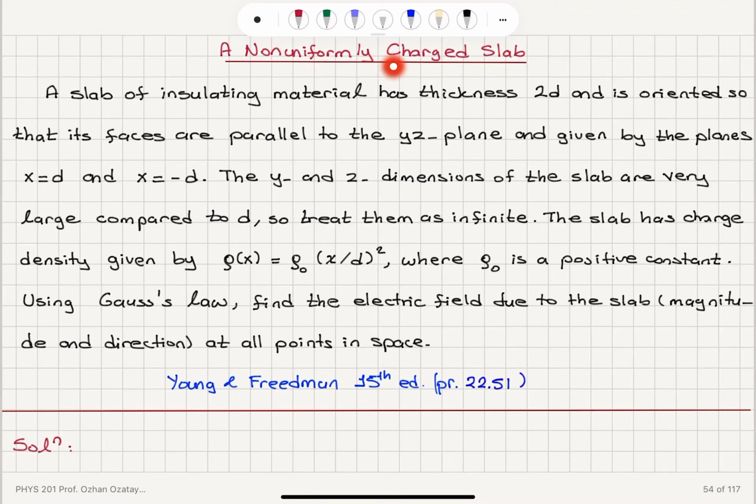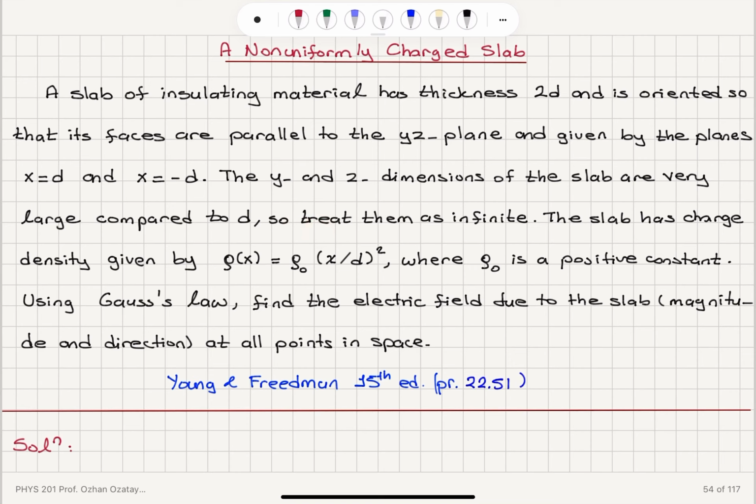A non-uniformly charged slab. A slab of insulating material has thickness 2d and is oriented so that its faces are parallel to the YZ plane and given by the planes x equals d and x equals minus d. The y and z dimensions of the slab are very large compared to d, so treat them as infinite.